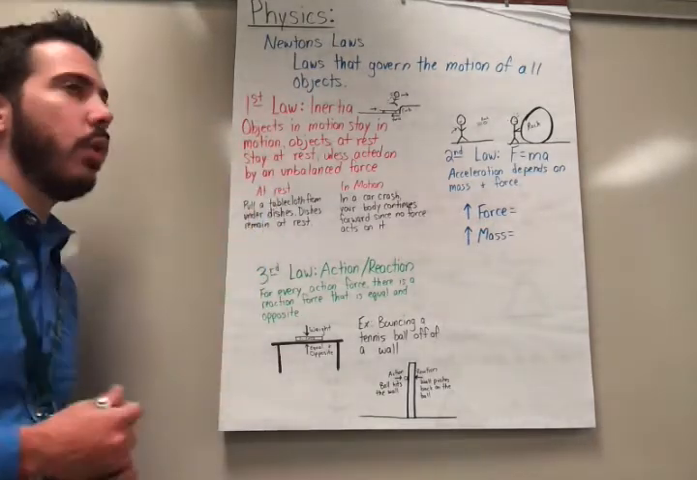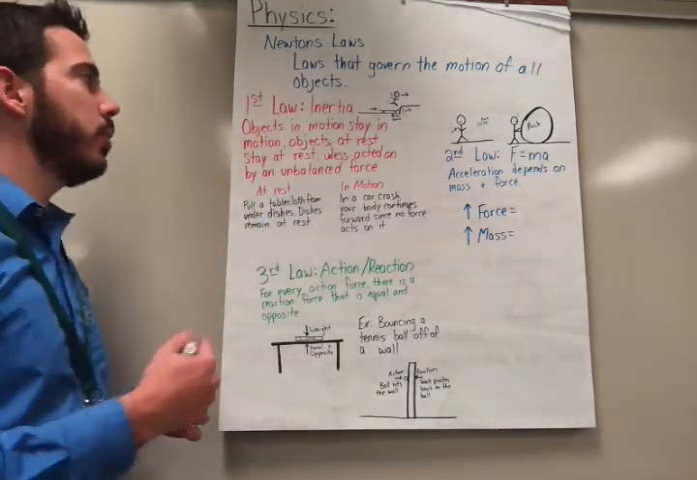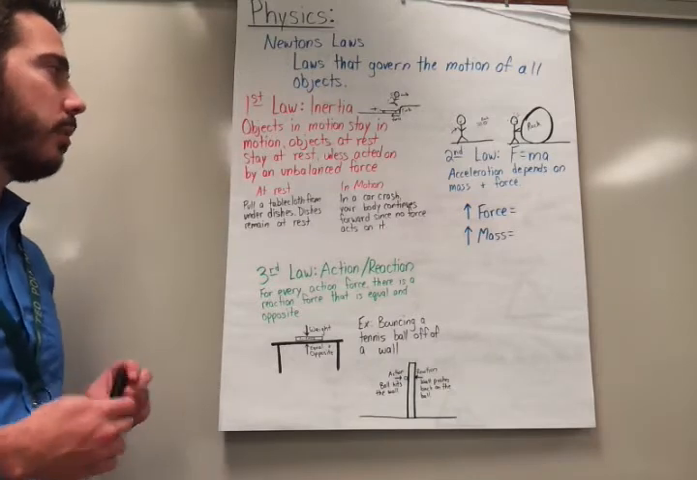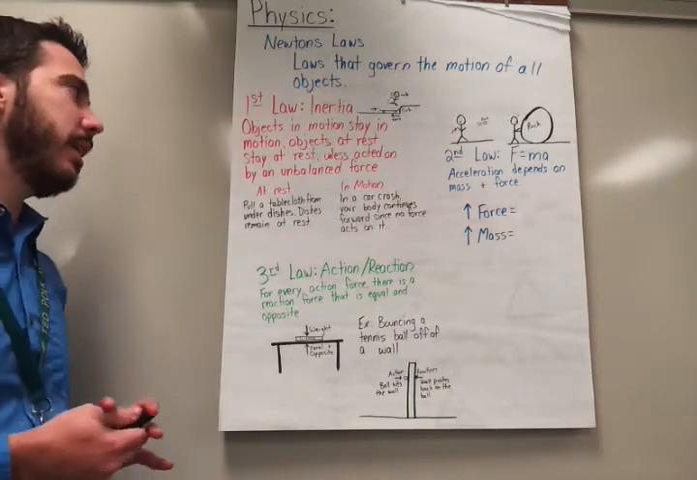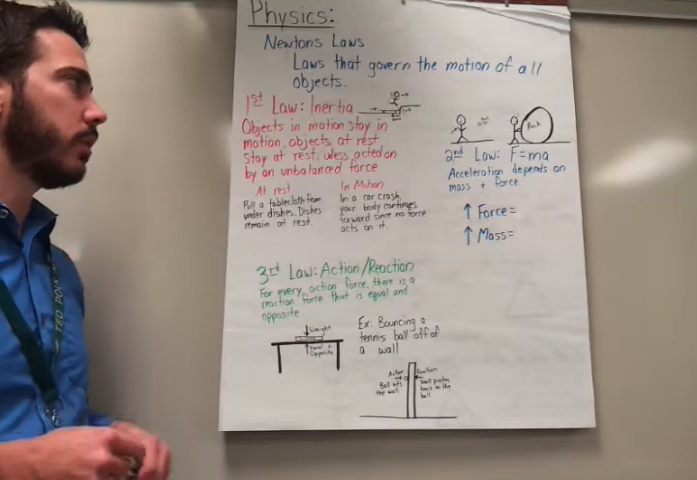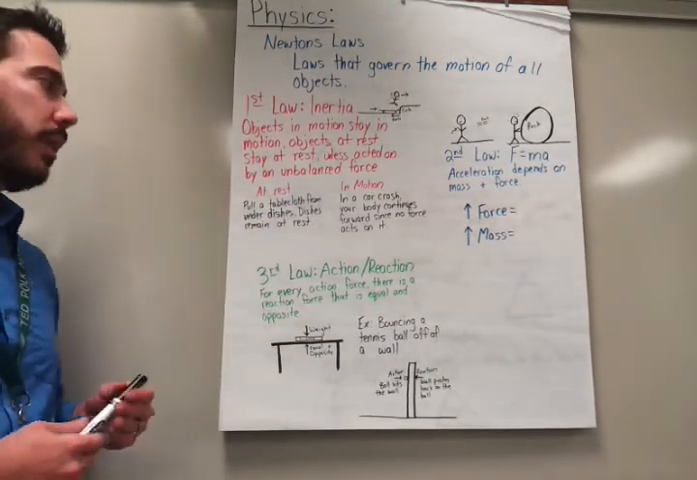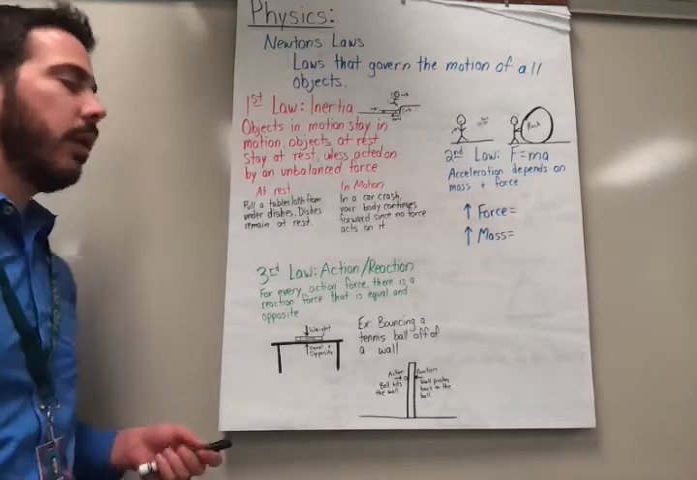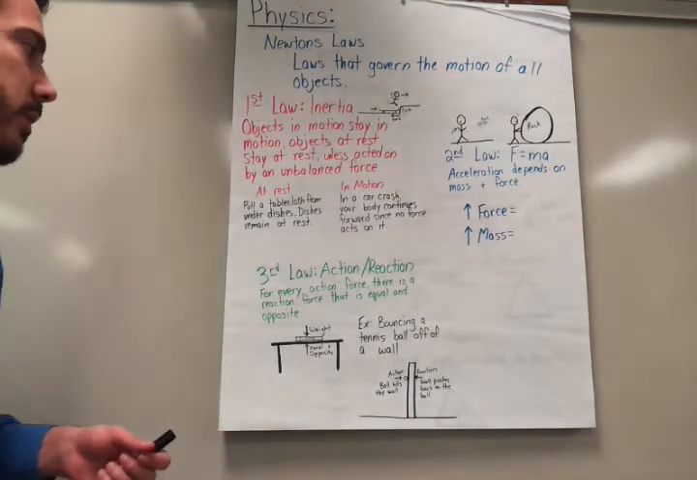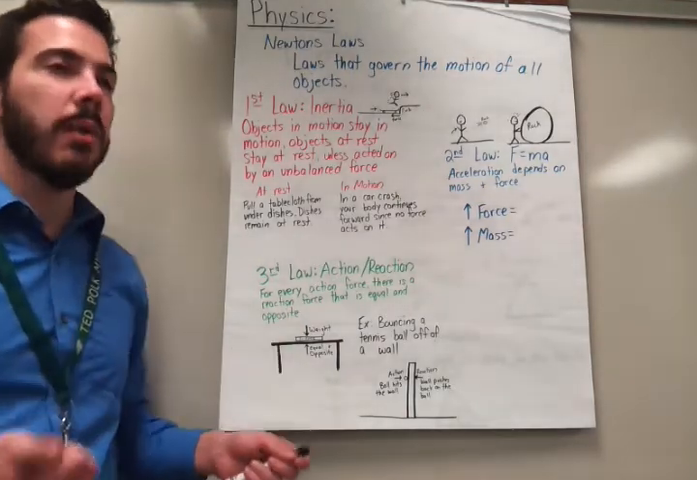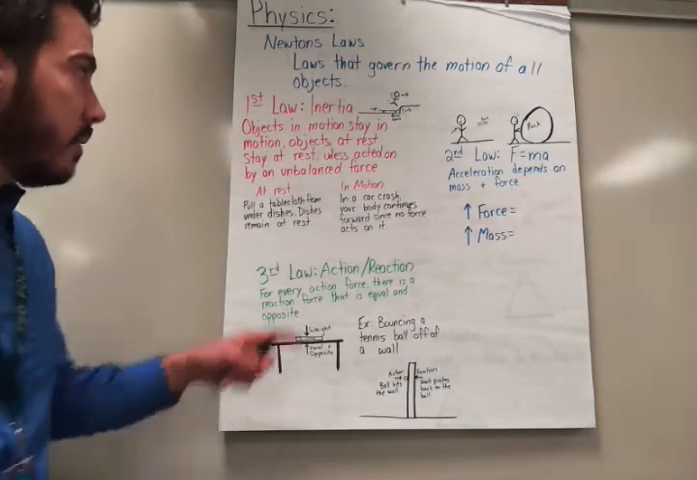Newton's first law is the law of inertia. It states that objects in motion stay in motion, and objects at rest stay at rest, unless acted on by an outside or an unbalanced force. An example of an object at rest remaining at rest would be if you pull a tablecloth out from under a set of dishes, the dishes will remain at rest. The reason for that is because of inertia.